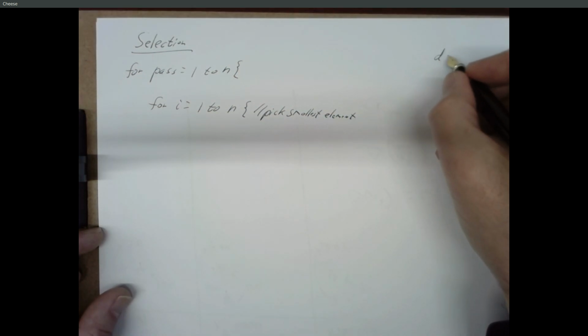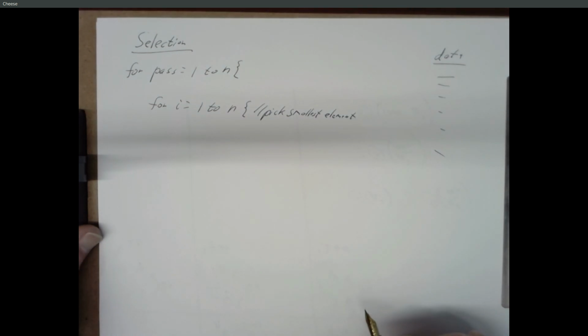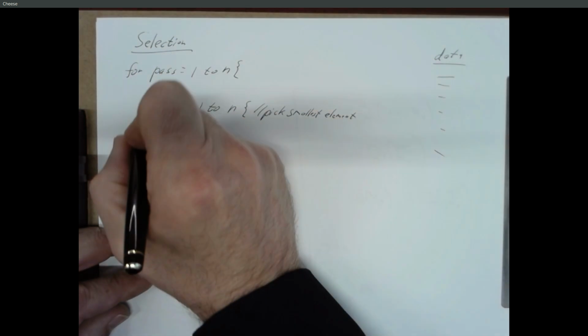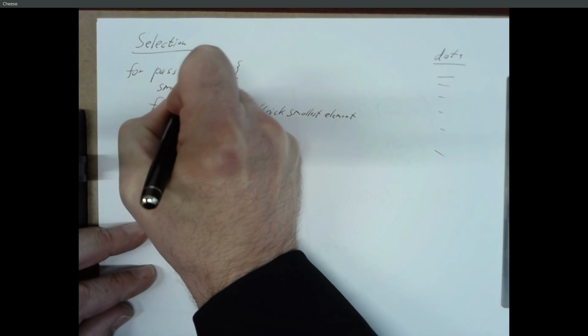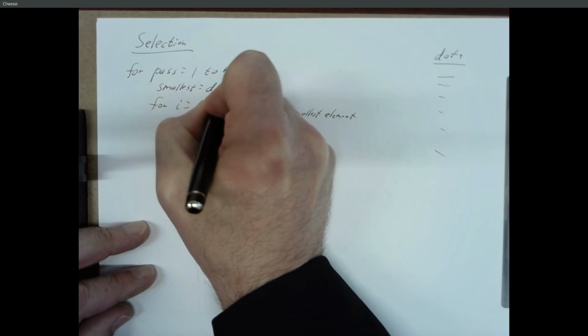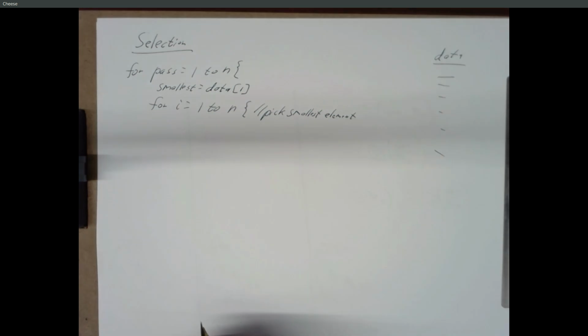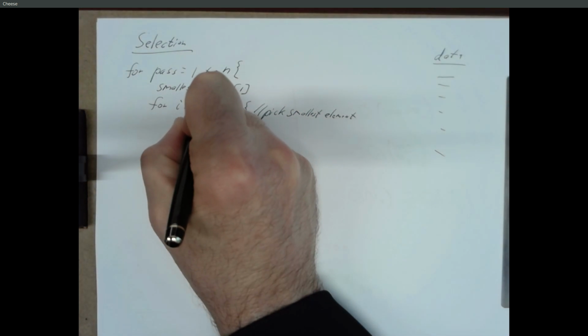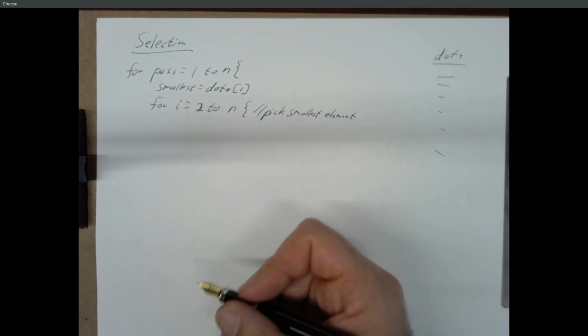So here's your data array. So how do we pick the smallest element out of an array? Start off with the first element being your smallest, and then loop, say, from element 2 to n. This is still pseudocode. You'd normally start from 0.